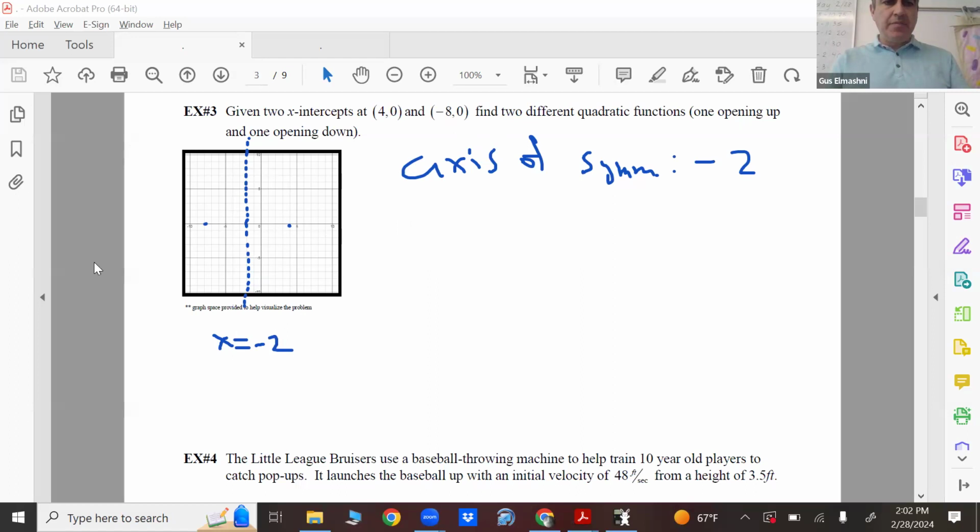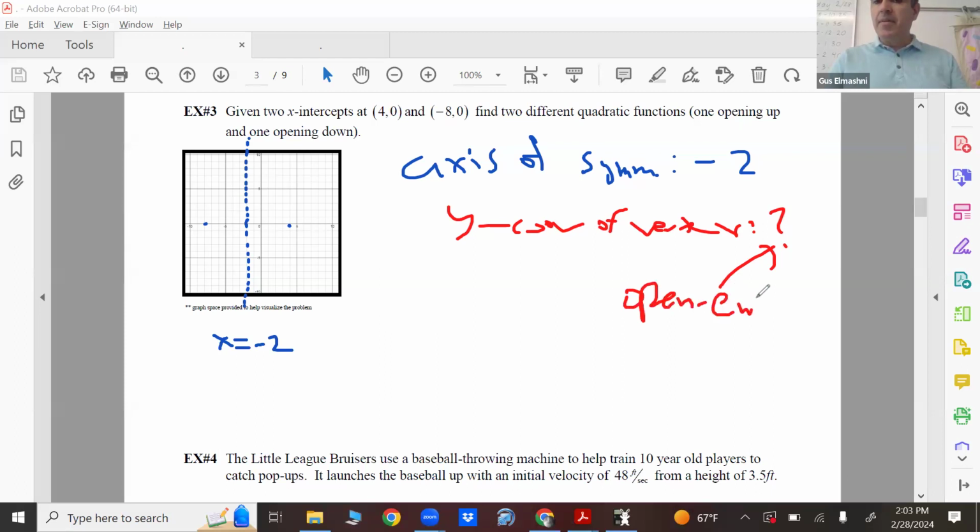Then I don't know where the vertex is exactly. I mean, do we know the y-coordinate of the vertex? We don't, right? So it tells me it's open-ended. You kind of choose where you want to put it. It's up to you, really. I don't know. Let's put it right here. Why not? Okay. So what would that equation be?